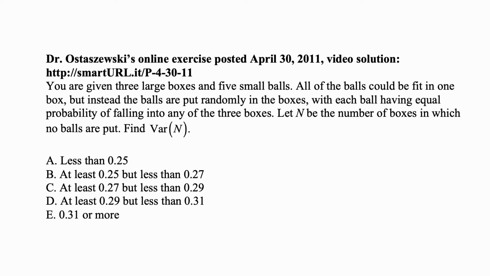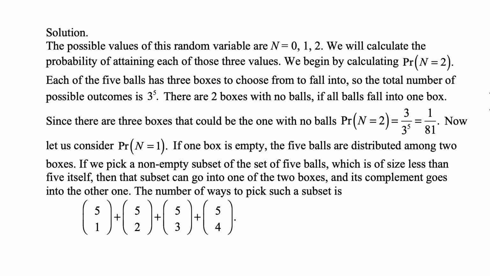Here's a problem for today for exam P on probability. You are given 3 large boxes and 5 small balls. All of the balls could be fit in one box, but instead the balls are put randomly in the boxes, with each ball having equal probability of falling into any of the 3 boxes. Let n be the number of boxes in which no balls are put. Find the variance of n.